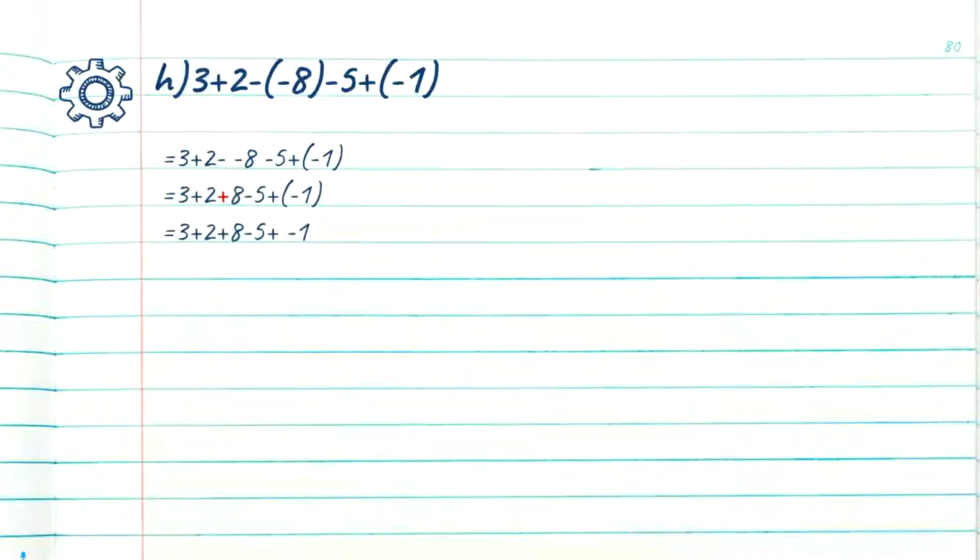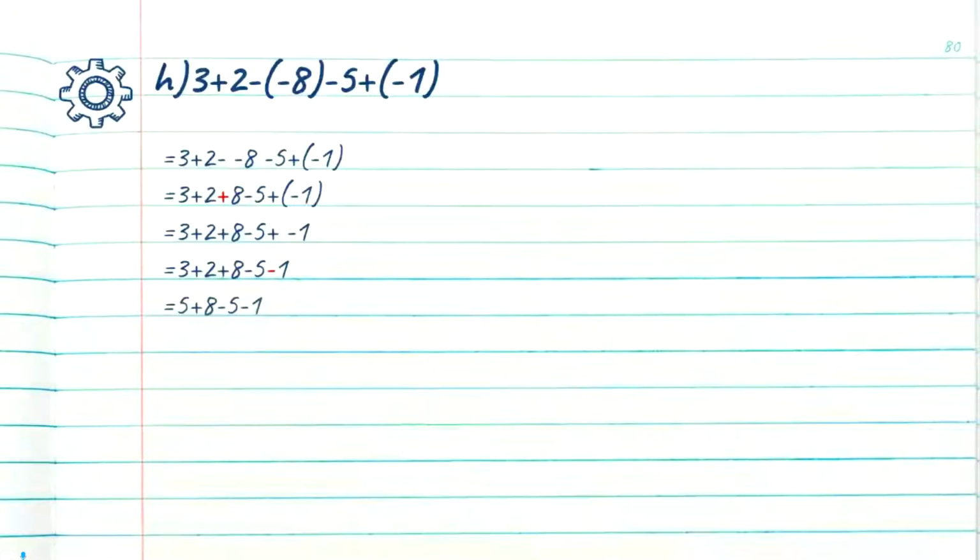Now when we look at it, we can see it's 3 plus 2 plus 8 minus 5 plus a minus 1. Again, we have two signs that are beside each other, so let's go ahead and reduce that. Because the plus and the minus are different, it turns into a minus sign. So now our line is 3 plus 2 plus 8 minus 5 minus 1. Now that our equation is clean, we can go ahead and start solving. So we'll do the first operation first.